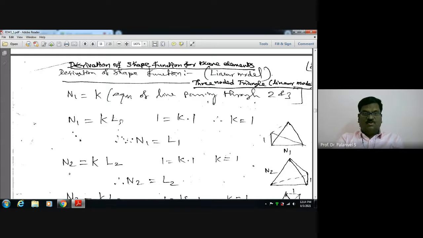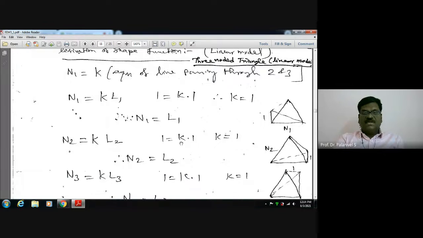I told you that you have to take the unknown parameter into L1. We know at node 1, N1 has unit value, 1 is equal to K into L1, and L1 also has unit value at node 1. Therefore, K is equal to 1. Therefore, N1 is nothing but L1. L1 is the natural coordinate. That's what we got. This is just some rough discussion. Don't think too much, just have a look at what I am telling. In this triangle, at node 1, N1 has unit value. It has 0 value at the other nodes. That's why the variation should be something like this.